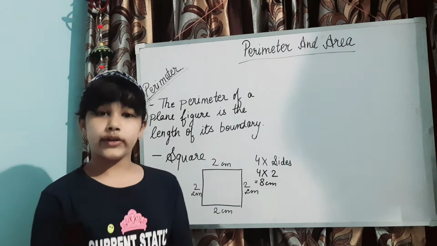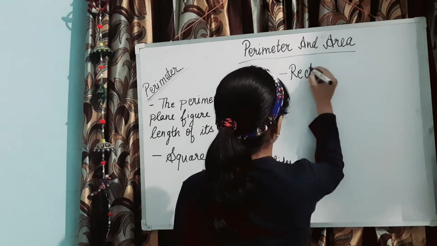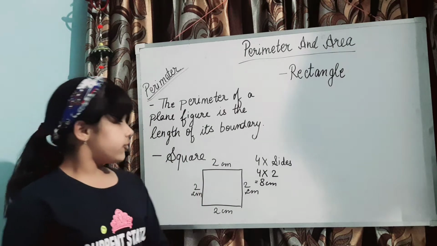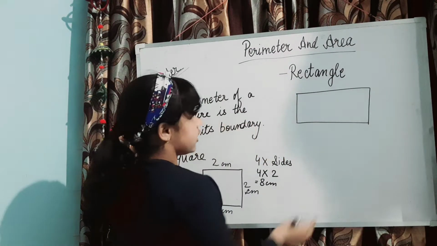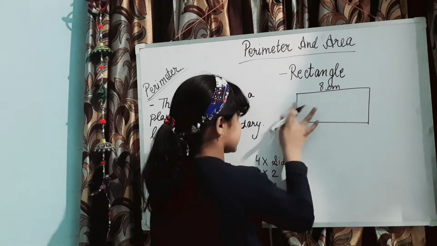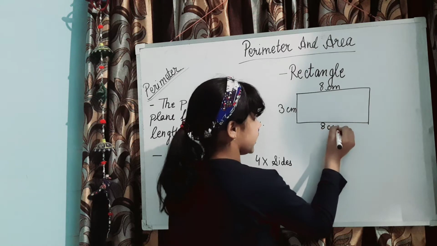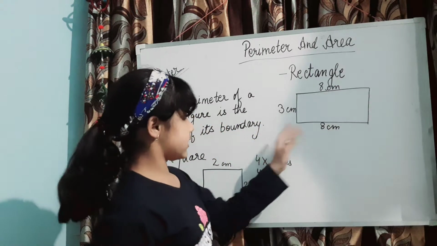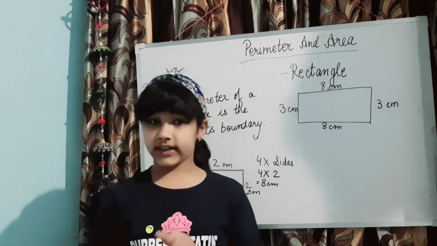So now we have to learn how to take out the perimeter of a rectangle. Okay, so a rectangle. I have drawn this rectangle. This is 8 cm. This is 2, not 2, this is 3 cm. This is 8 cm. Because in a rectangle opposite sides are equal. So this and this are equal, and this and this are equal, 3 cm. Now we have to take out its perimeter.